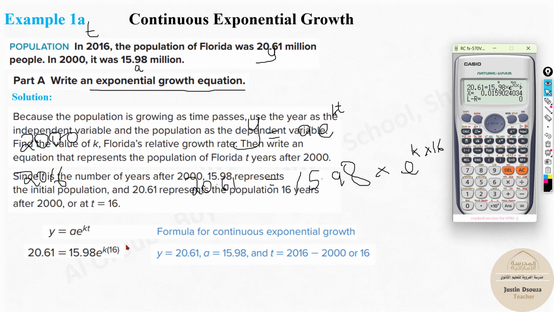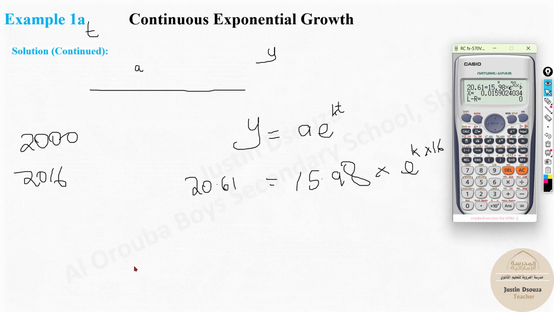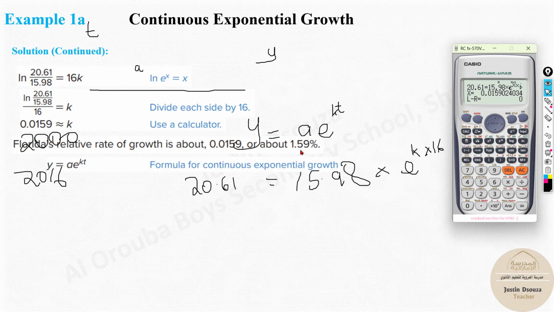Anyways, we will just see the answer directly, and I'll tell you how to do it. So now we got the same answer, 0.0159. Now this is the relative growth. We don't write in percentage, we can write it as 0.0159 itself. This is very important. This is how we found the K value.